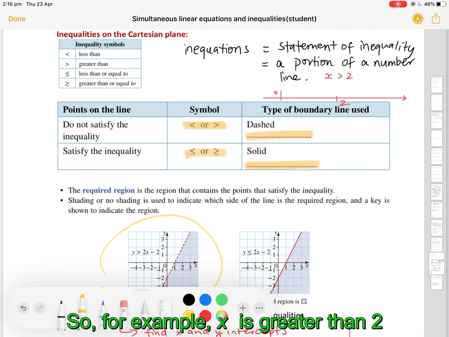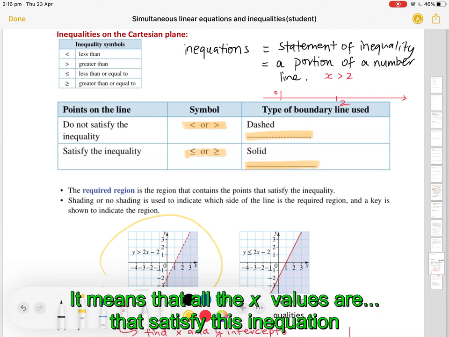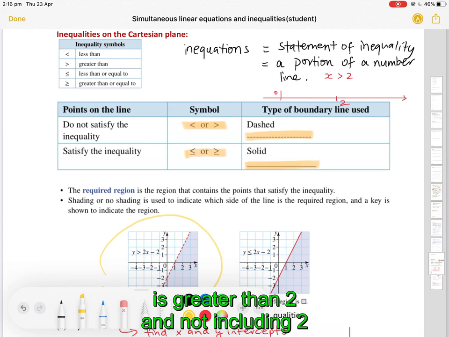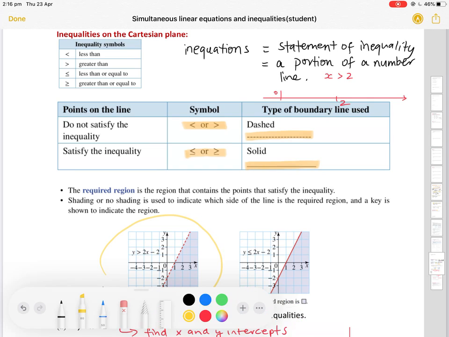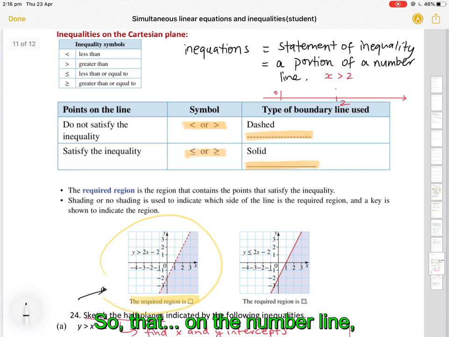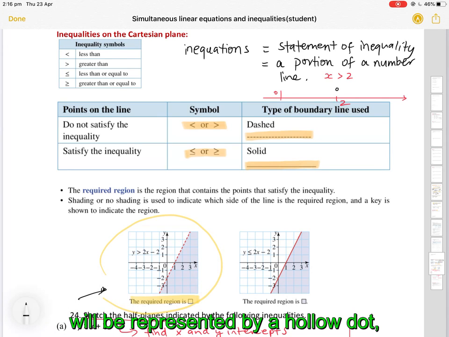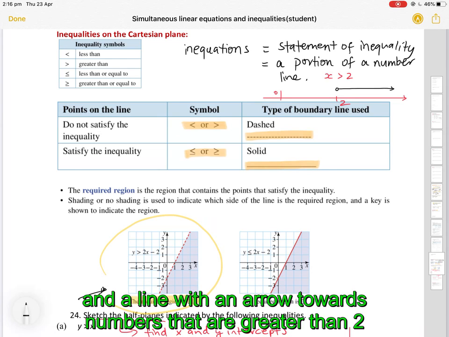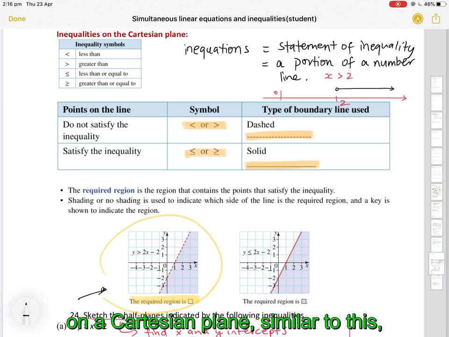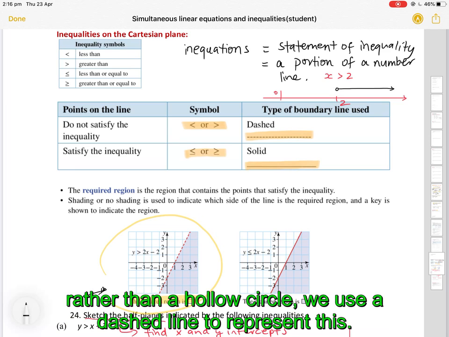So for example, x is greater than 2. It means that all the x values that satisfy this inequation are greater than 2, not including 2. So on the number line, that will be represented by a hollow dot and a line with an arrow towards numbers that are greater than 2. On a Cartesian plane, rather than a hollow circle, we use a dashed line to represent this.